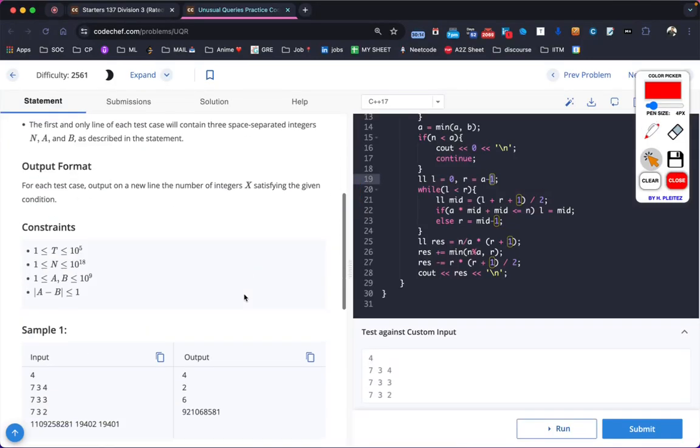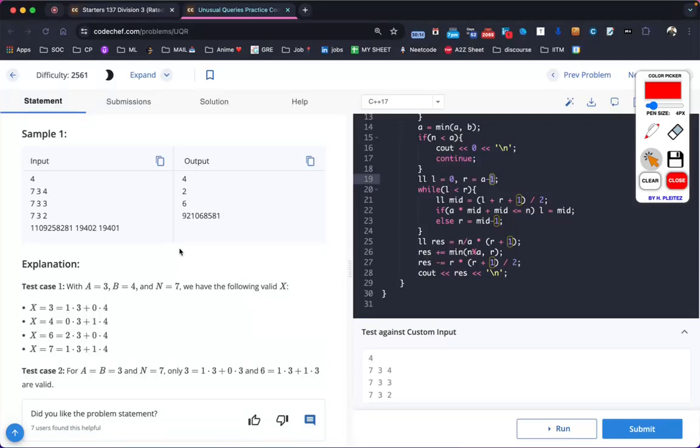So it was so simple, and that's it. If you do that, even the corner cases of the large constraints can also be solved.